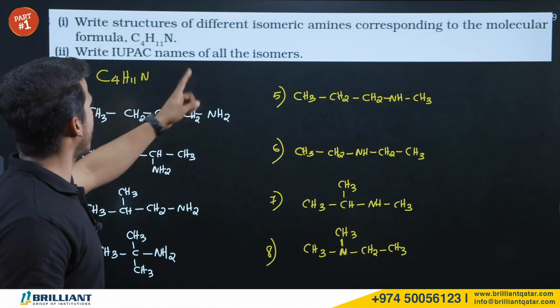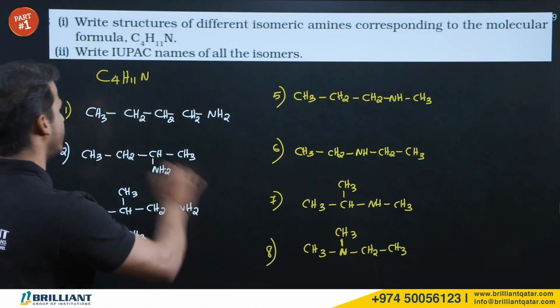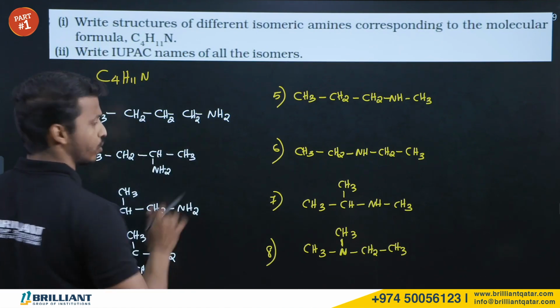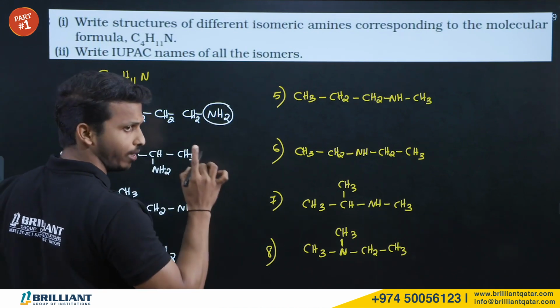Next question: write the IUPAC names of all the isomers. Okay, what is the IUPAC name, dear all? Here we have 4 carbons in total. So select the longest chain, 4 carbons, and amine is the functional group. It should get the lowest number.